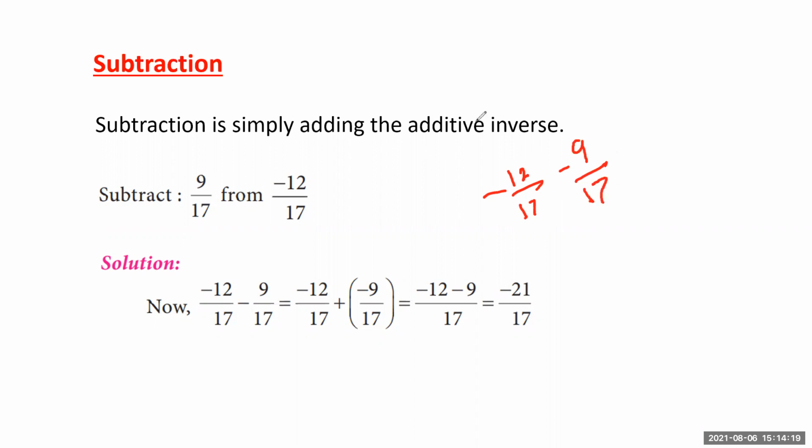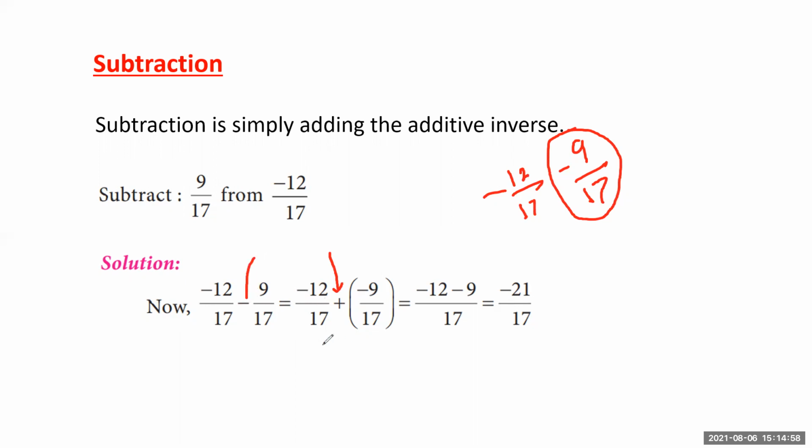So what we need to do is find the additive inverse of this, then add it with this. That's what is being done here. The additive inverse of 9 by 17 is minus 9 by 17. Okay. So just add the additive inverse of this one. So 9 by 17 becomes minus 9 by 17, and this becomes plus, whereas this was minus.